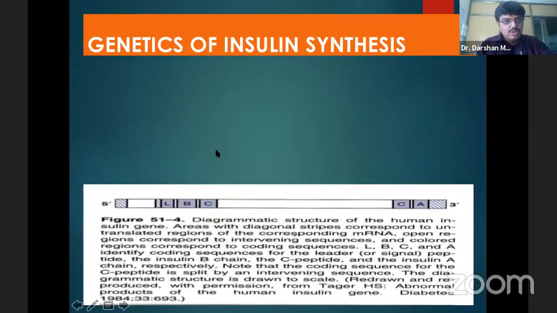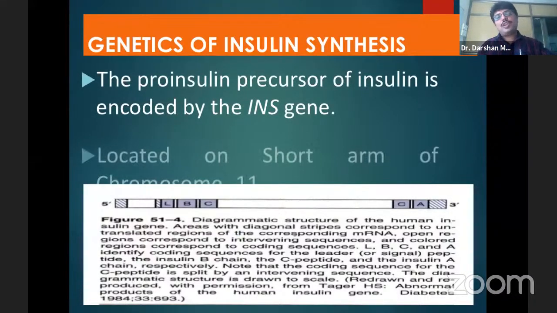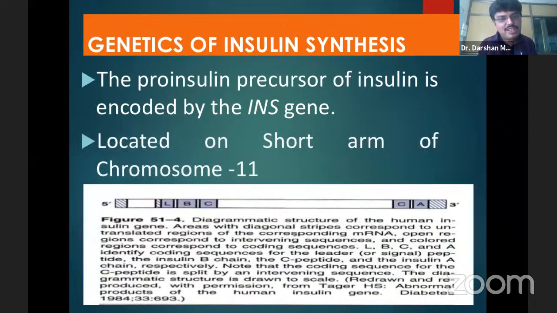Okay. Do remember, whatever the gene for insulin is there, it is available. That gene is known as the INS gene. It is located on the short arm of chromosome number 11.